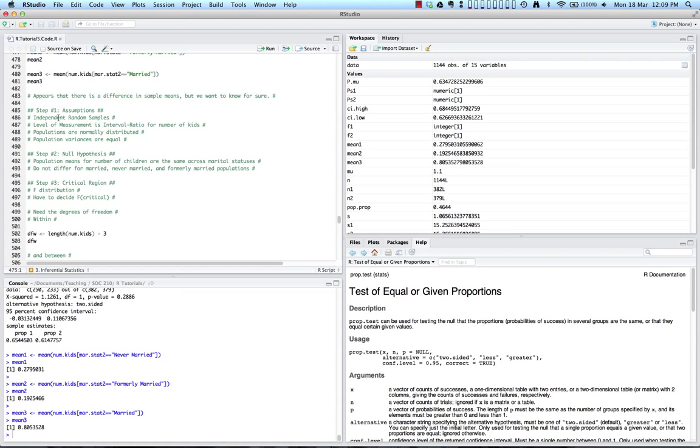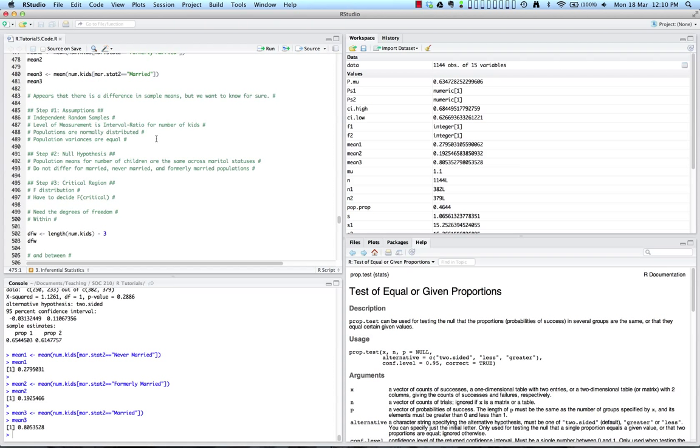So we start with step 1, our assumptions. We have independent random samples. Our level of measurement is interval ratio for number of children, our dependent variable. Our populations are normally distributed, and our population variances are equal. These are our assumptions for step 1.